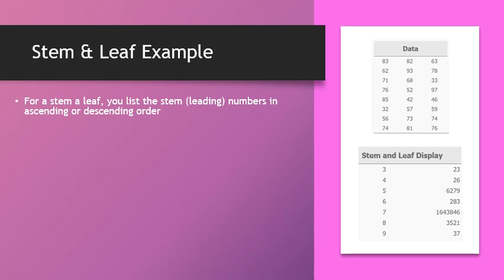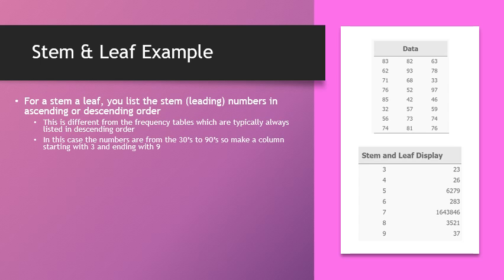So here's an example. You have some data over here and you want to make a stem and leaf display. First off, you list the stem, the leading numbers, in ascending or descending order. It doesn't really matter. You'll see it done both ways, even in your book and in this PowerPoint. In this case, you notice that this is different from the frequency tables because we typically always list those in descending order.